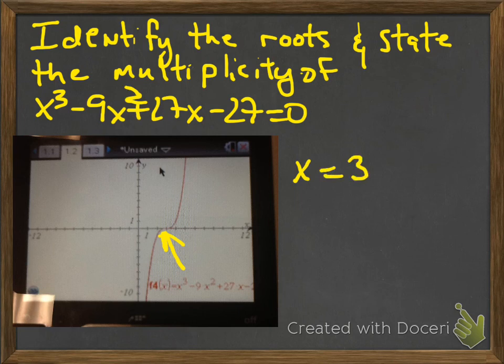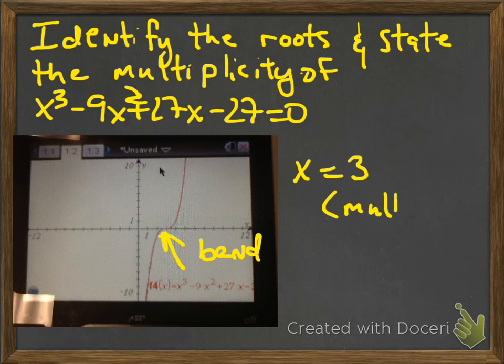So I'm going to say x could be equal to 3. It looks like it's pretty obvious right there. Now, because it bent or curved, that means that that 3 happened 3 times. So that means that the answer was 3 with a multiplicity of 3.